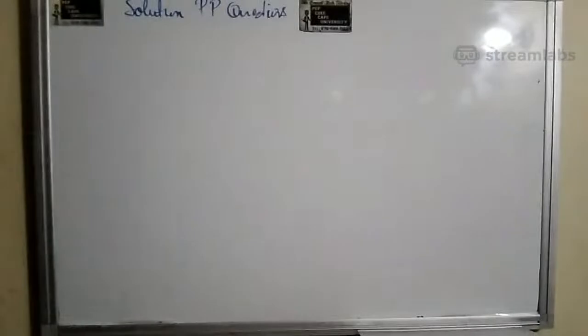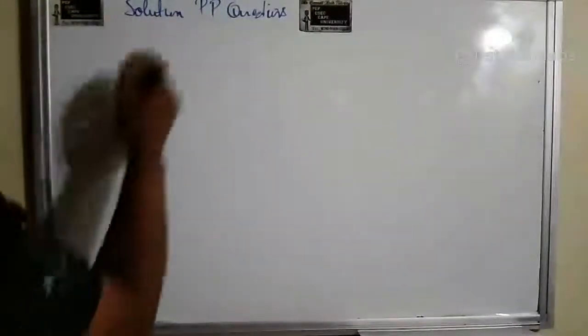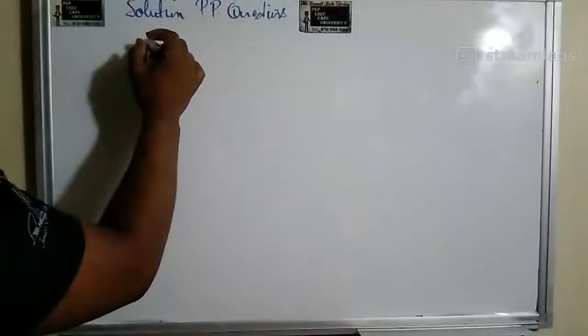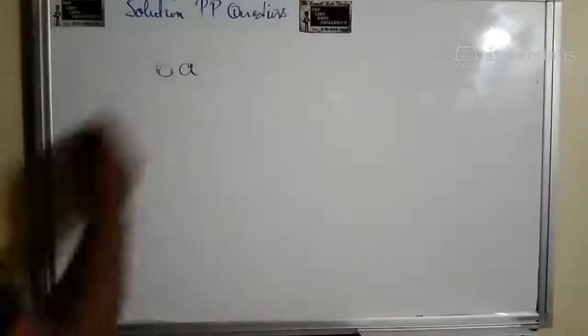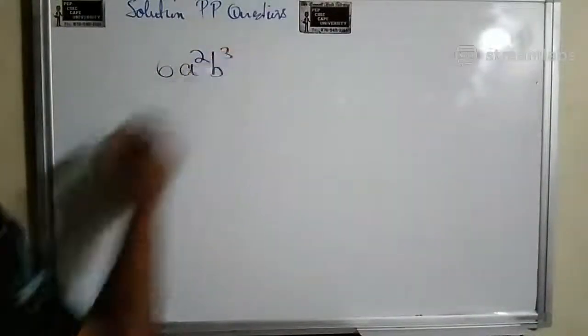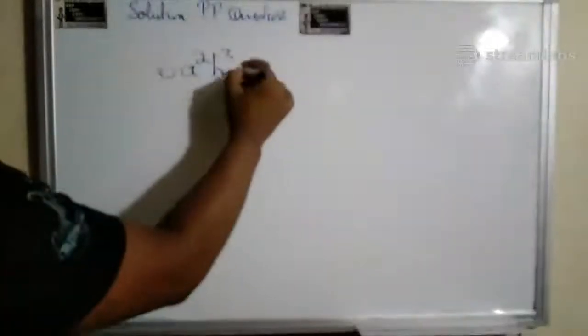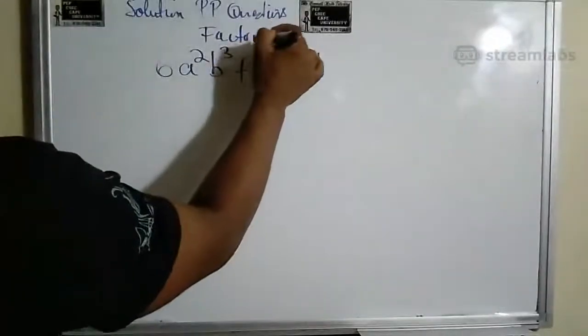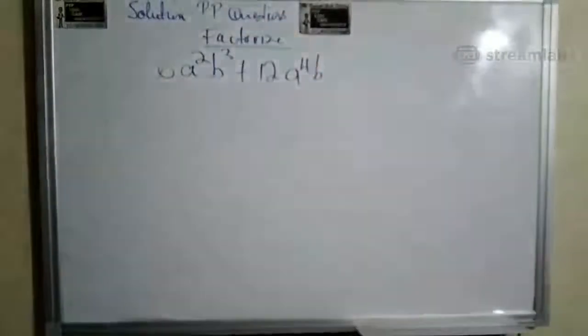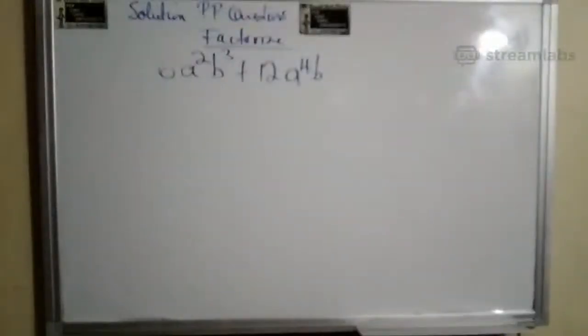Over 40,000 people fail. Alright, let us look at this one. It says factorization by simplification. So it's 6a²b³ plus 12a⁴b. The instruction is factorize, and you're going to factorize it by simplifying. One minute, guys. Let's go. This is easy.